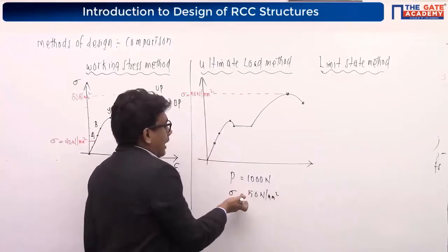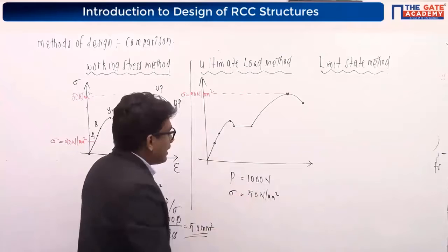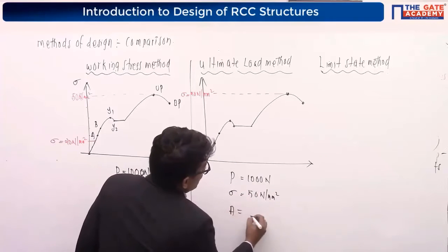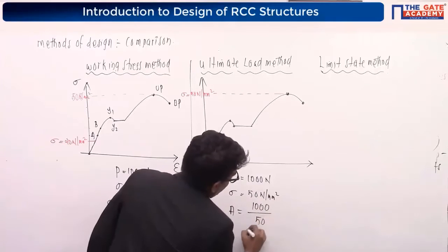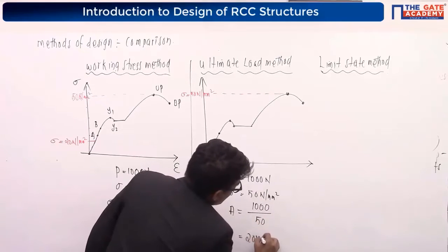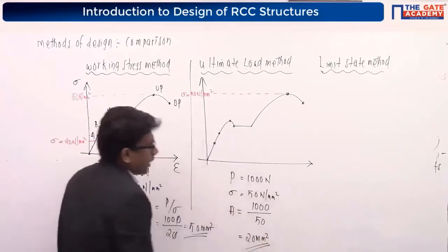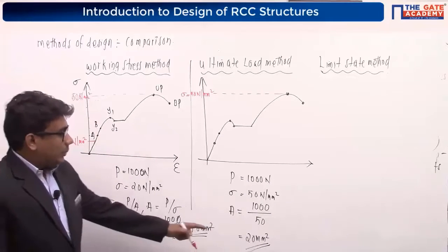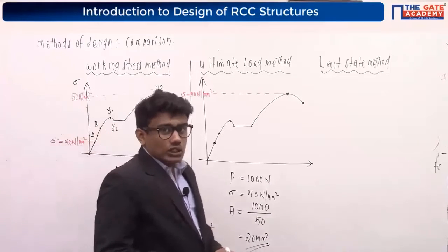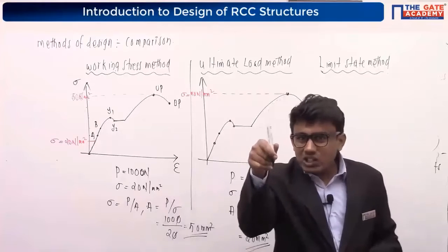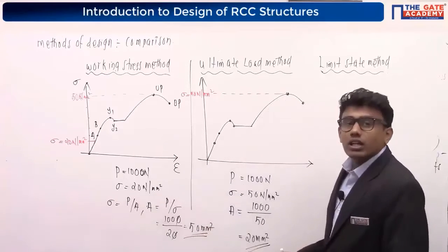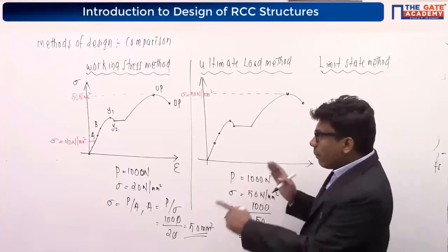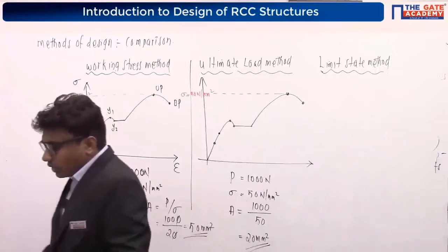I know the load value, I know the permissible stress. Can I find the area of cross section required? Area of cross section required will be equal to load 1000 divided by stress 50, which will be equal to 20 mm square. Right? So as per ultimate load method, the area of cross section required for this mild steel bar to carry this load is around 20 mm square. Compare these two.